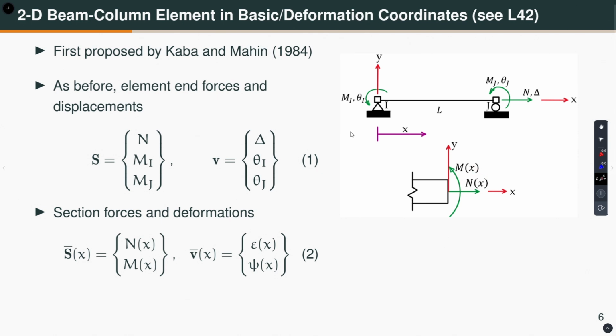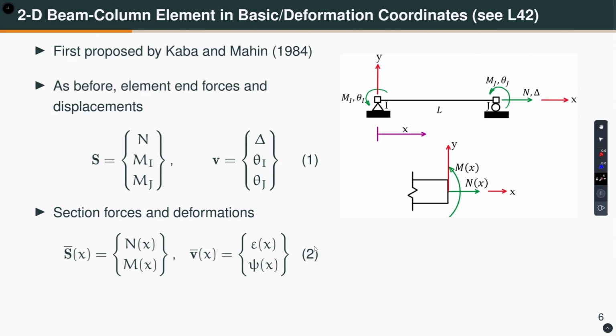Okay. So, the element end forces are denoted by the vector S, which is N, Mi, Mj, and the element deformation vector is denoted by V, which is delta, theta i and theta j. The section forces are denoted by S bar x, which is axial force Nx and bending moment Mx, and the corresponding section deformations are epsilon x, the strain at a reference axis, and psi x, which is the curvature.